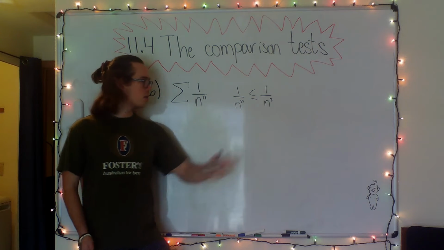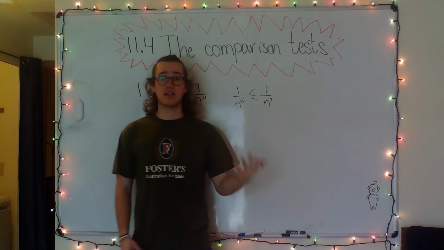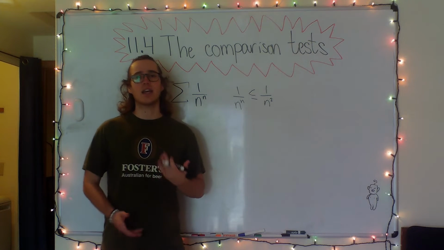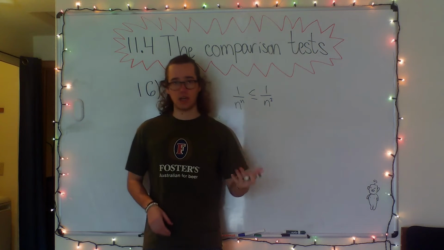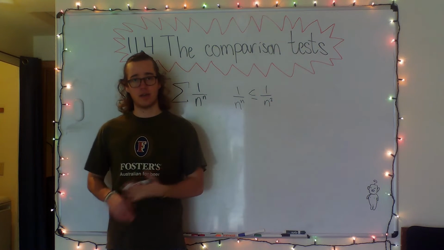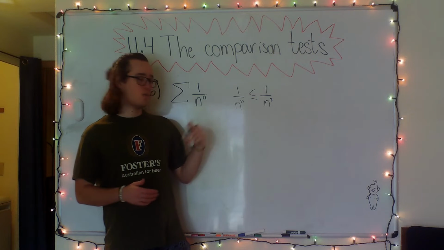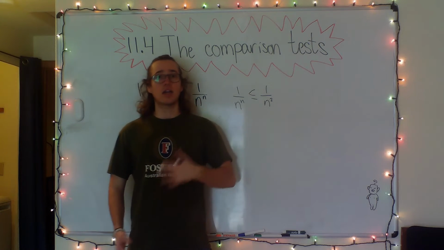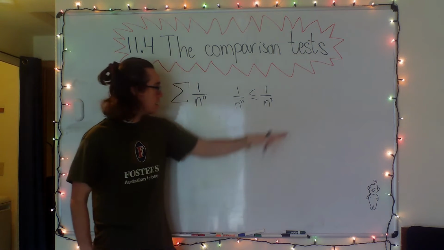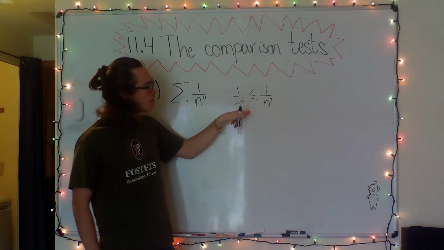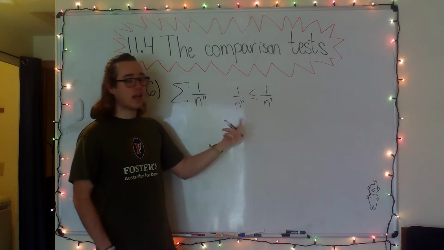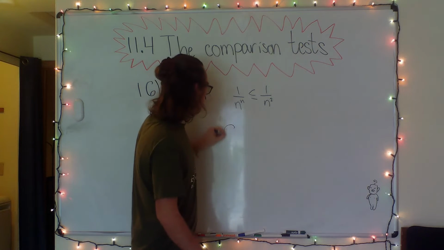What else do we know? Well, 1 over n squared is a p-series, and if our power, which is 2, is greater than 1, then 1 over n to that power converges. So, because 1 over n squared converges, and it is greater than or equal to every single term in 1 over n to the n, then 1 over n to the n converges.